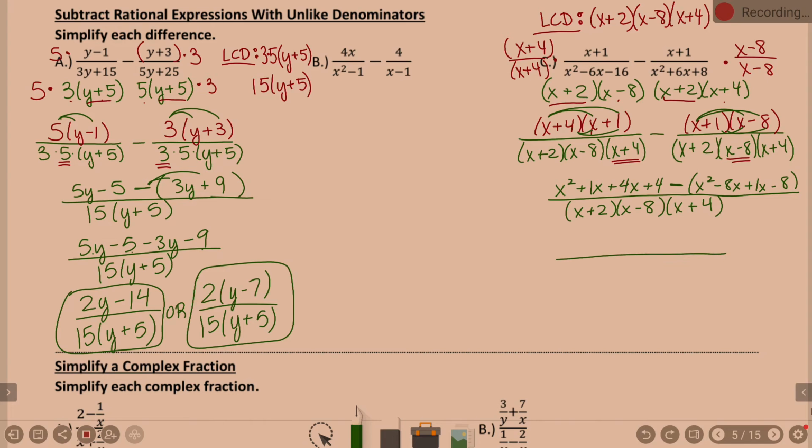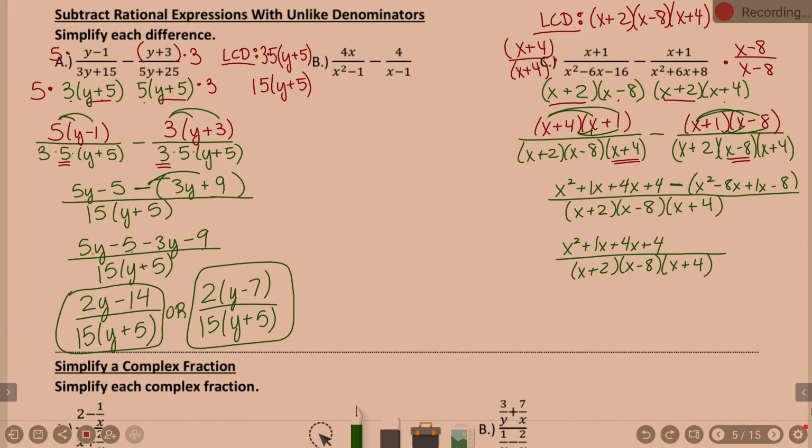Okay, writing it out again. Common denominator: x plus 2, x minus 8, x plus 4. If you want to subtract right here, go for it. I'm going to write out my whole line of numbers so I can put them together in my next step. In that I still have the x squared plus, I skipped over a number, plus 1x plus 4x plus 4.